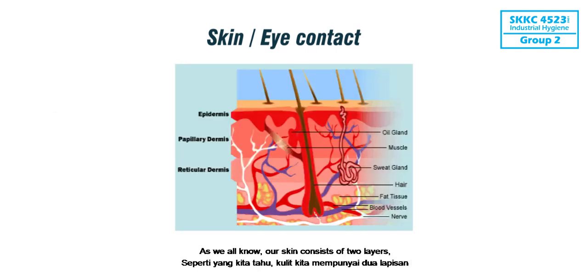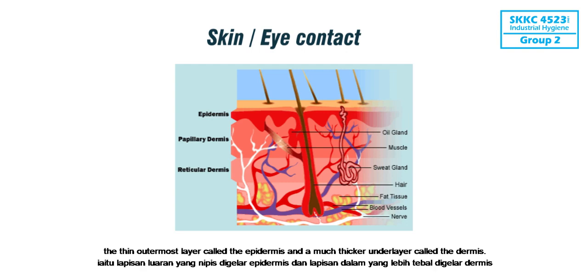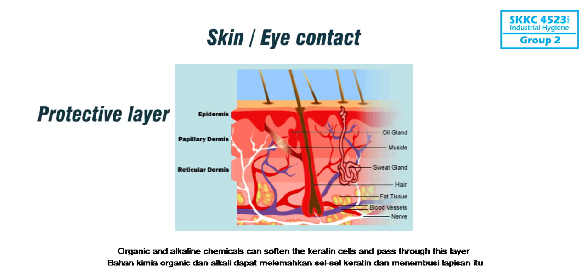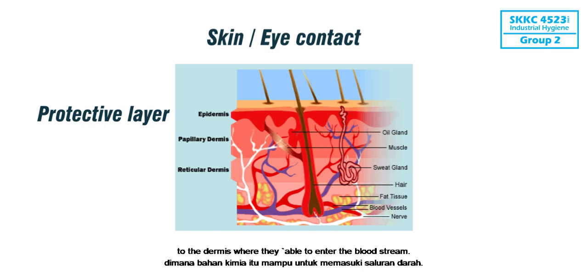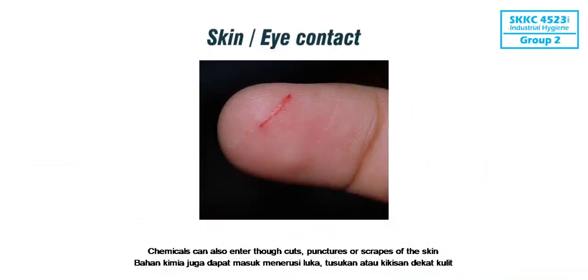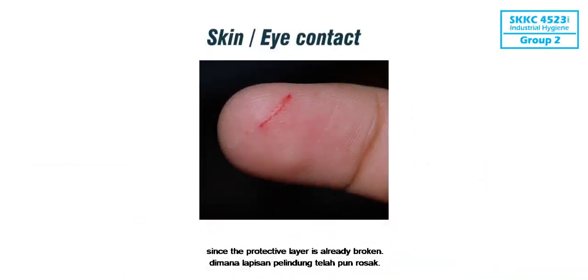As we all know, our skin consists of two layers, the thin outermost layer called the epidermis and a much thicker underlayer called the dermis. The epidermis consists of a layer called the keratin layer, which acts as a protective layer. Organic and alkaline chemicals can soften the keratin cells and pass through this layer to the dermis, where they are able to enter the bloodstream. Chemicals can also enter through cuts, punctures or scrapes of the skin, since the protective layer is already broken.